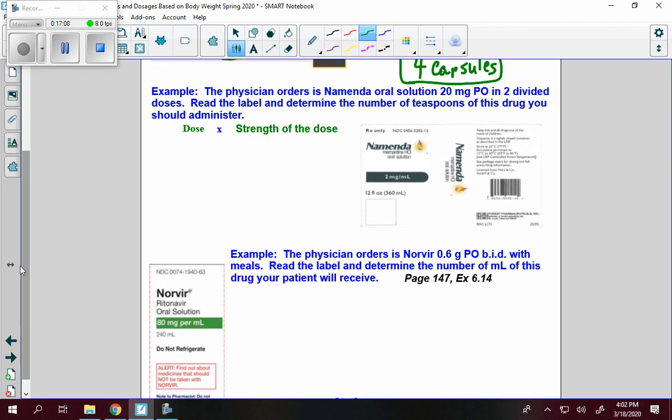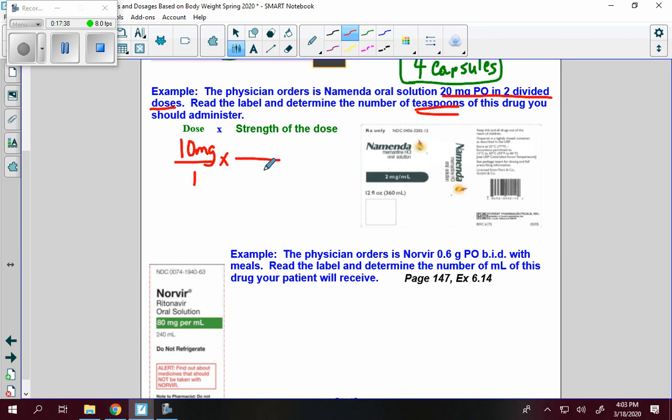The example, the physician orders Namenda oral solution, 20 milligrams by mouth in 2 divided doses. Ooh, I don't see the word daily in there, but I do see in 2 divided doses, which means I have to cut that in half. It's 20 milligrams in 2 divided dosages. So my first dose would be 10 milligrams. Read the label and determine the amount of teaspoons of this drug you would administer.